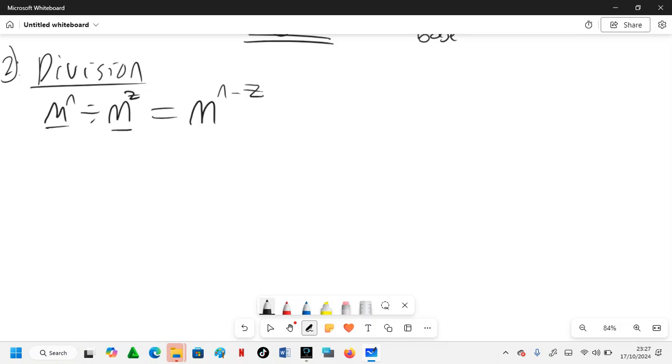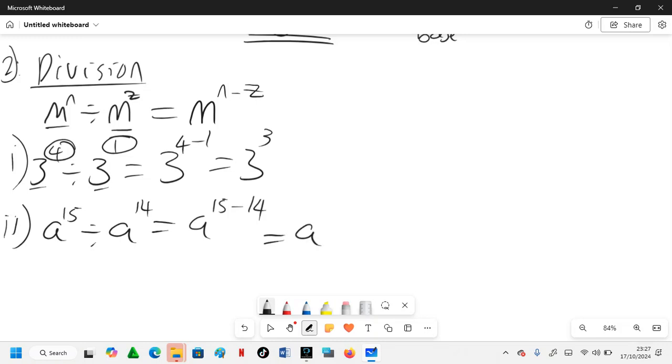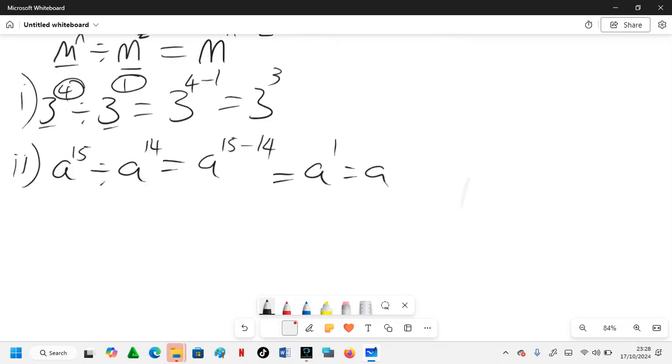Okay, so if say you have 3 to power 4 and you're dividing that by 3 to power 1, you'll just say it is 3 and then you subtract the powers, 4 minus 1, so the answer is 3 to power 3. All right, consider that as our first example. If you have, say, a to power 15 divided by a to power 14, all you need to do is to subtract the powers, okay?